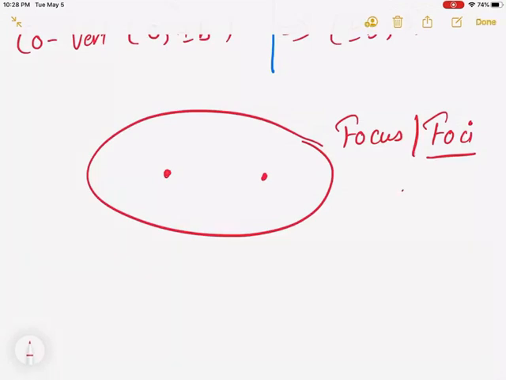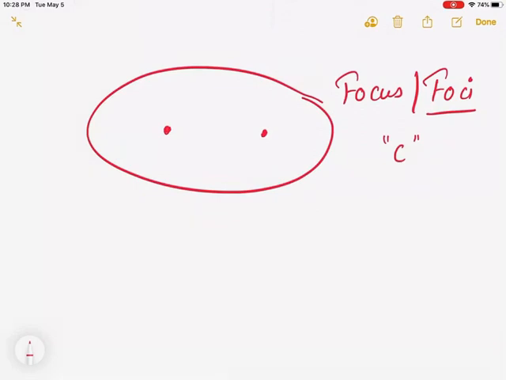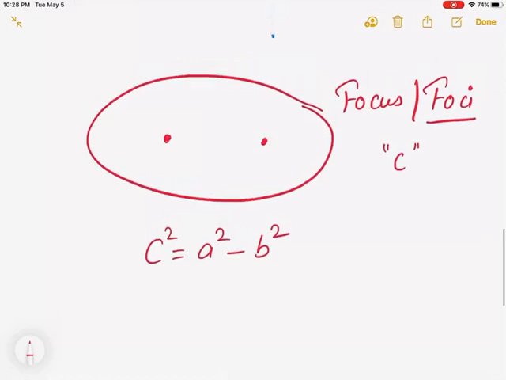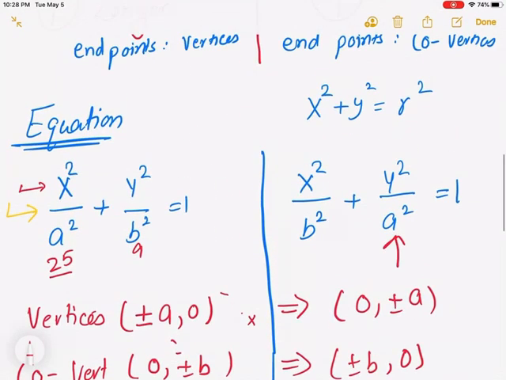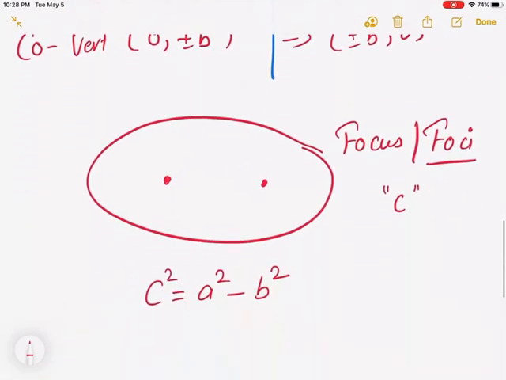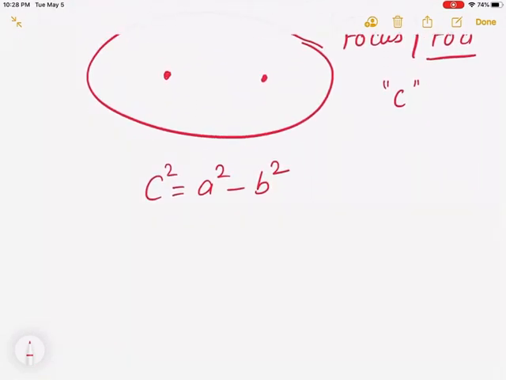For foci, we use letter C. How do we solve for those points? There's an equation: C squared is equal to A squared minus B squared. Some of you might think this is a lot of equations to remember, but here's the shortcut. Since the original ellipse equation has a plus in it, the foci equation has a minus in it. It's always the opposite. You'll understand once you get to see the rest of those conic sections. You'll see this pattern will help.